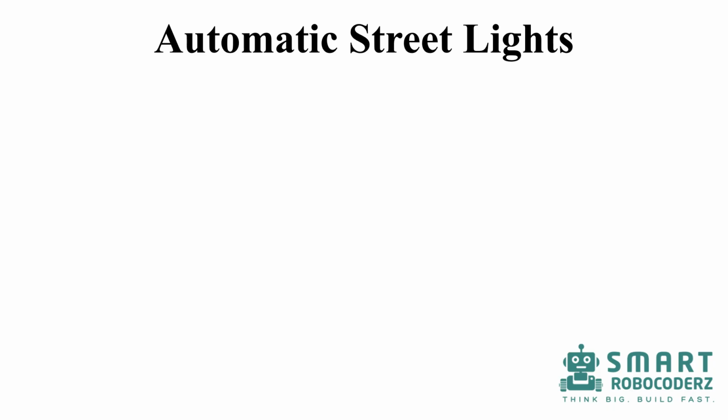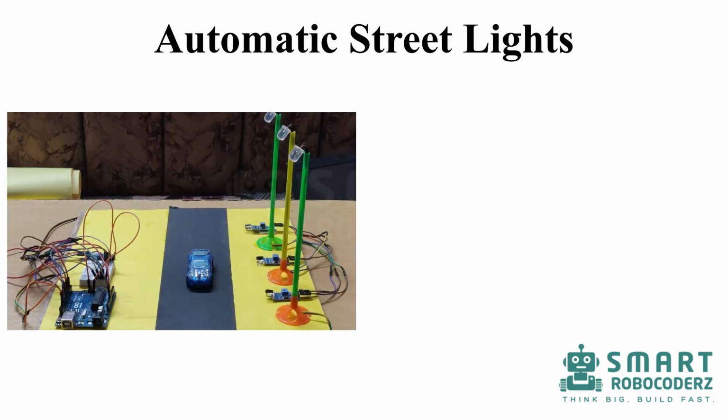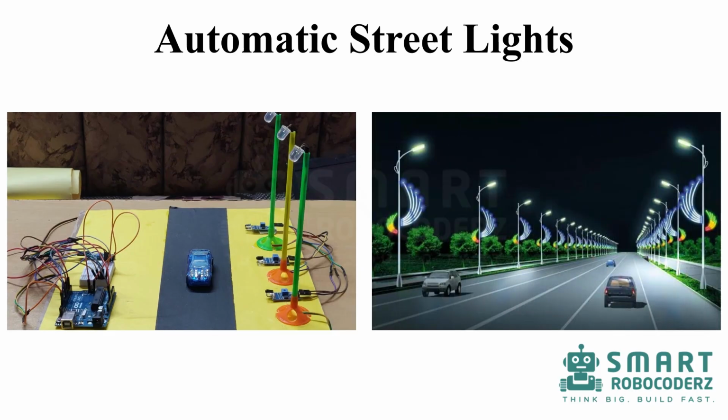Automatic streetlight system. This system uses Arduino to control streetlights based on daylight conditions. Arduino receives input from a light sensing device called a Light Dependent Resistor, or LDR. It continuously monitors the surrounding brightness. Lights are switched on during low light conditions and off during daylight conditions.